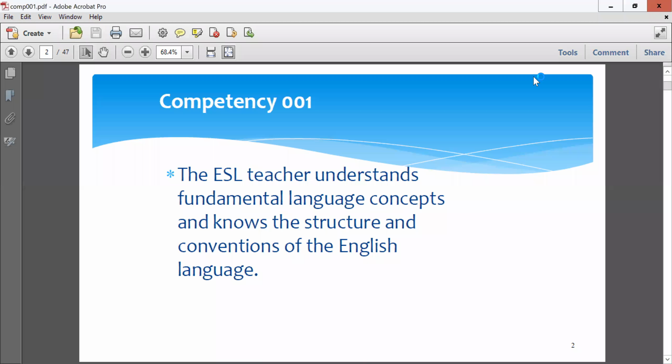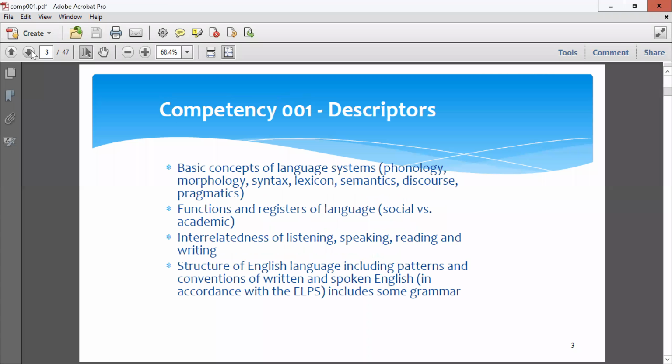Competency 1, the ESL teacher understands fundamental language concepts and knows the structure and conventions of the English language. The descriptors here talk about the basic concepts of language systems. This includes phonology, morphology, syntax, lexicon, semantics, discourse, and pragmatics. Also talks about the functions and registers of language, the interrelatedness of listening, speaking, reading, and writing, and the structure of the English language, including patterns and conventions of written and spoken English in accordance with the ELPS.